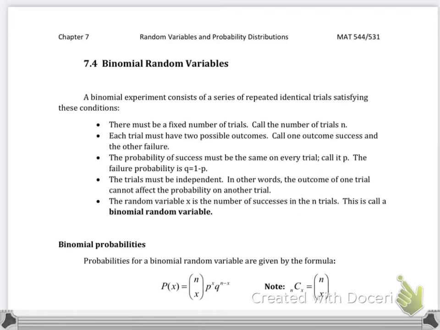In this video, we're going to do the notes for 7.4. So 7.4, the heading is Binomial Random Variables. So the question is, what is a binomial random variable?